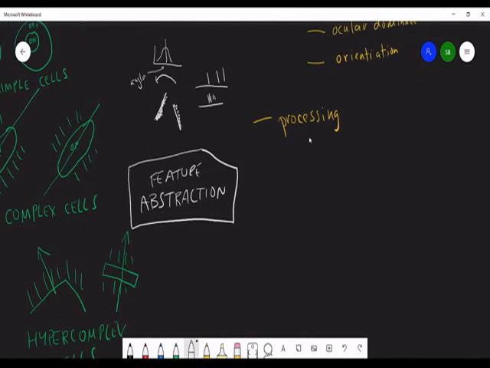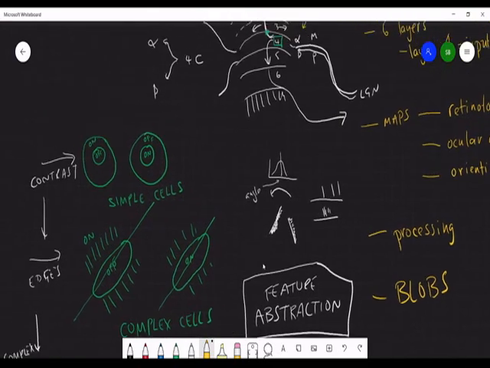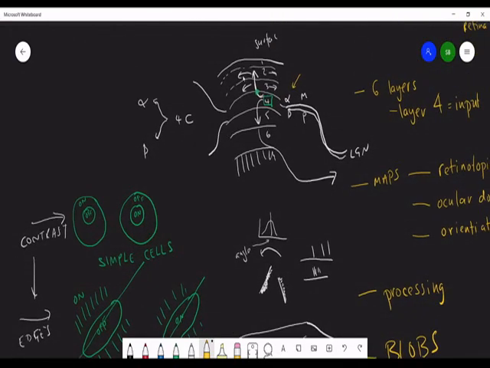One last issue that we haven't covered is blobs. What this is interfering with this kind of pattern that we've already seen, is we find in the more superficial layers bunches of cells which seem to break up this pattern, and they stain for cytochrome oxidase. And what's odd about these, so they've been called blobs, and they are particularly sensitive to colour.